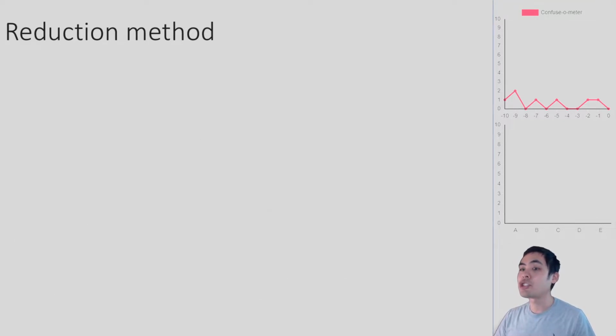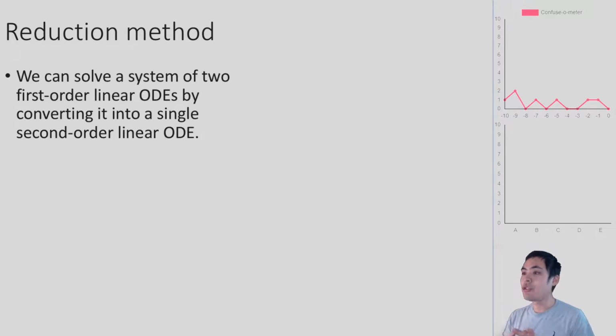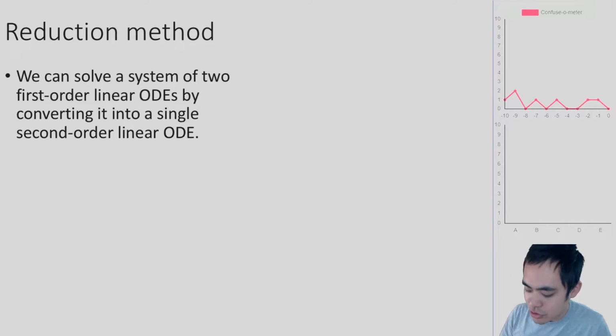This is going to be the reduction method for solving a system of 2 first-order linear ODEs. What we're going to do is first convert a system of 2 first-order linear ODEs into a single second-order linear ODE. So let me walk through this as we go on, and feel free to stop me with any questions.